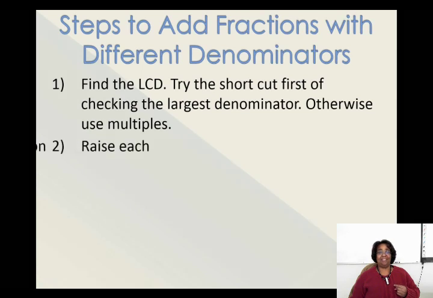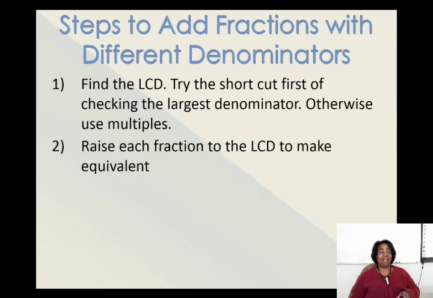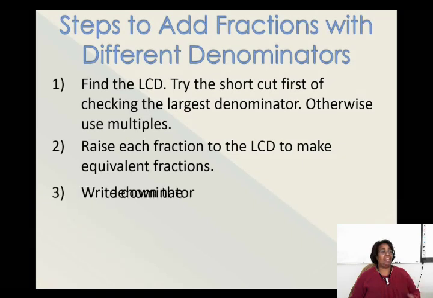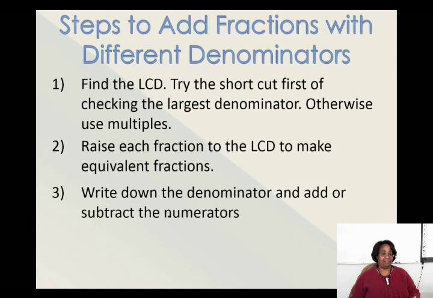Okay. So, after I find the least common denominator, I raise each fraction to that least common denominator and make equivalent fractions, and then I can go ahead and add them. Now remember, this is the same process for subtracting. If you do not have the same denominator when you're adding and subtracting, you have to find one and you have to raise the fractions to equivalent fractions before you can add or subtract.